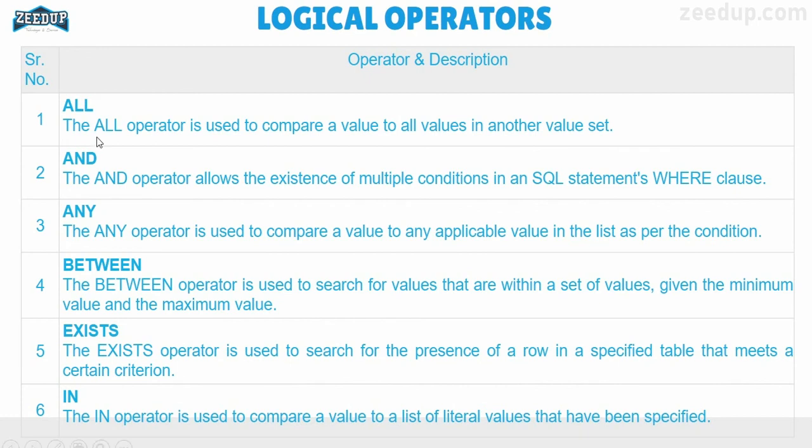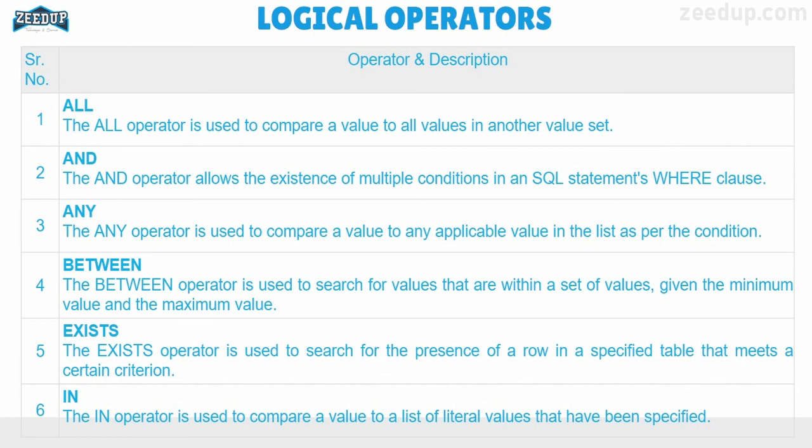Next, we have the BETWEEN operator. This BETWEEN operator is used to search whether values are within a set of values or not. Whenever you want to provide a range, suppose you want to extract employee data whose salary is between rupees 30,000 to rupees 50,000.